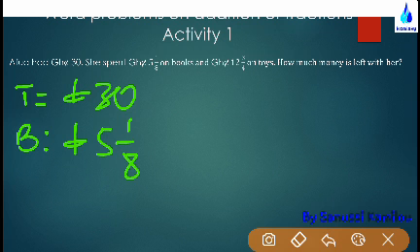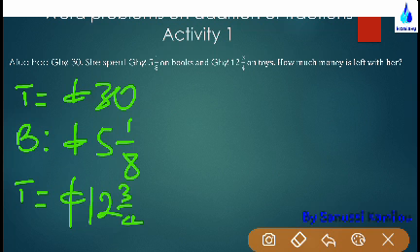5 1/8. And then she also spent on toys an amount of 12 3/4. Okay, for us to do the work without any challenges, somebody can go ahead and do 30 minus 5 1/8 minus 12 3/4. But I want to simplify the thing for you in this form.